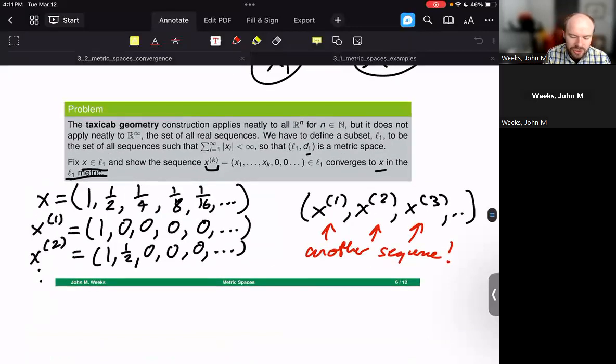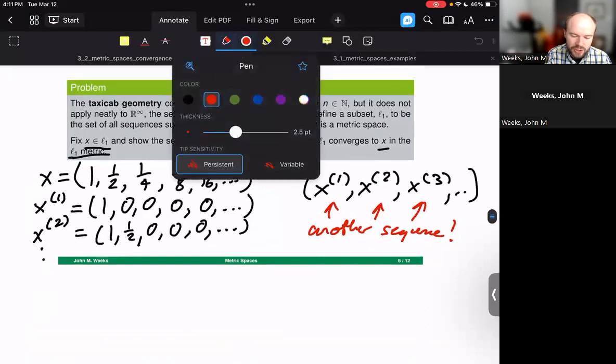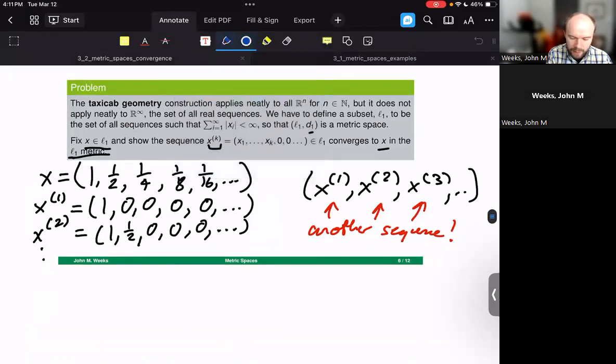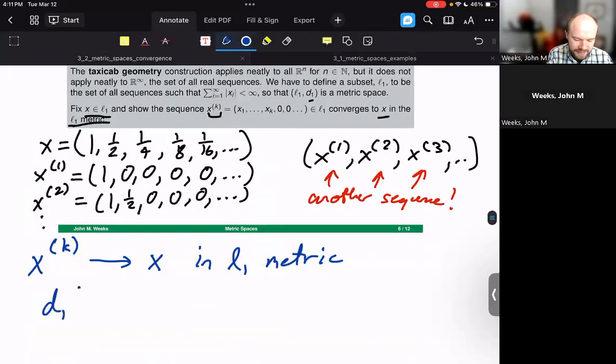So let's see if we can show this. Let's do our setup first. We want to show that xk converges to x in the L1 metric. So what does that mean? We want to show that the distance D1 of xk and x goes to 0, and we can use this if we would like. And this is as k goes to infinity.